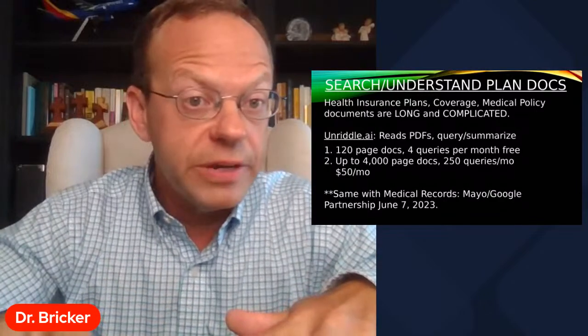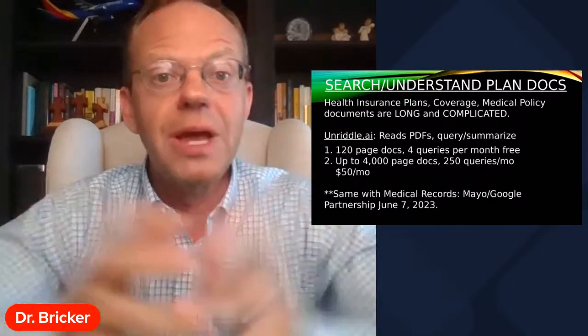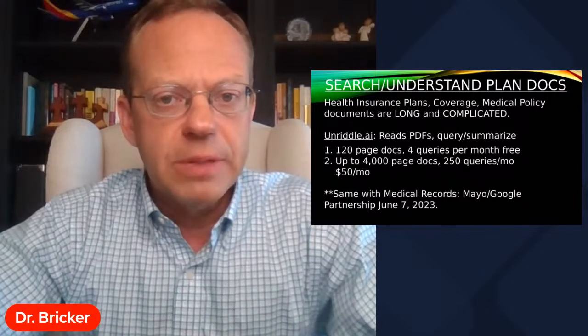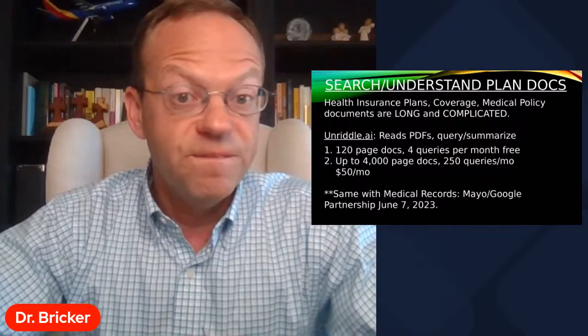You can just ask AI a question about a document and it'll go through the document and answer that question for you. There is a software tool called Unriddle AI that reads PDFs, and you can type in queries or ask it to summarize for you. You can use it for free for a document up to 120 pages, and do 4 queries a month for free. If you want to upgrade, you can do up to 4,000 page documents and 250 queries a month for $50 a month.